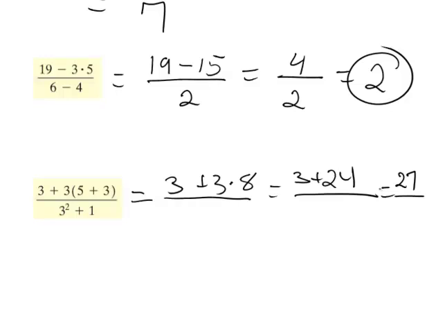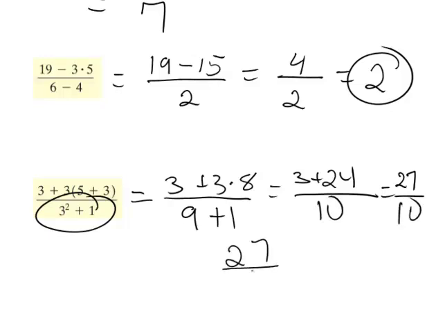Now let's go ahead and take care of the bottom. So on the bottom here I have 3 squared plus 1. I need to do my exponent first. 3 squared is 9 plus 1. 9 plus 1 is 10. And I cannot simplify 27 over 10. And so again, that there will be my final answer.